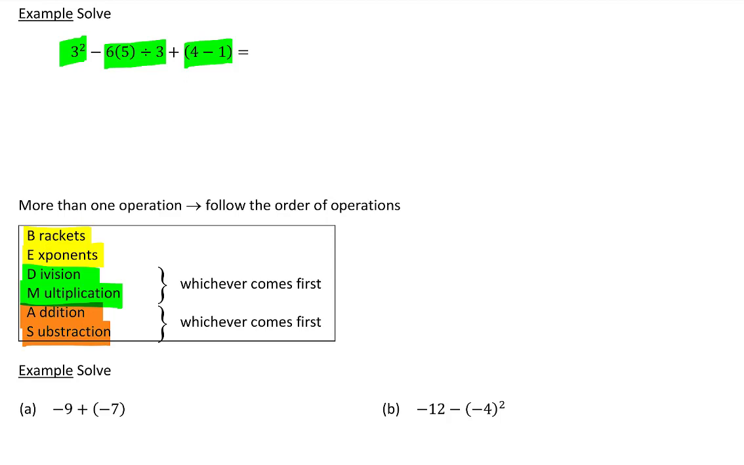So starting with 3 squared, we know that's 3 times 3, which is 9, minus, well, notice it says 6 times 5 divided by 3, so reading from left to right, we start with 6 times 5, which is 30, and then we're going to divide that by 3, and then plus, and again in brackets it's 4 minus 1, so 4 minus 1 is 3. Using order of operations, we're going to start with the division, so we have 9 minus 30 divided by 3 is 10, and then plus 3. And now we have 9 minus 10 plus 3. And if we evaluate that expression, we end up with the answer of 2.